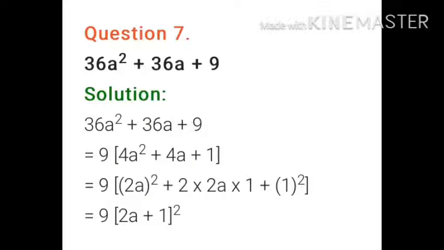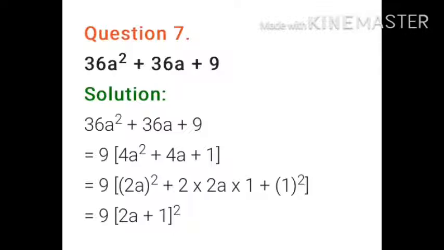Now the next question is number 7. 36a square plus 36a plus 9. In this 9 is common. So first we take out the common 9. The leftover is 4a square plus 4a plus 1.